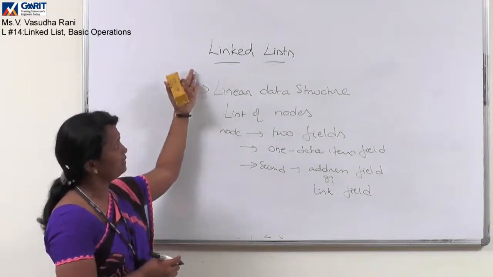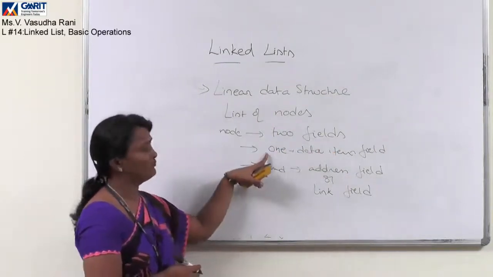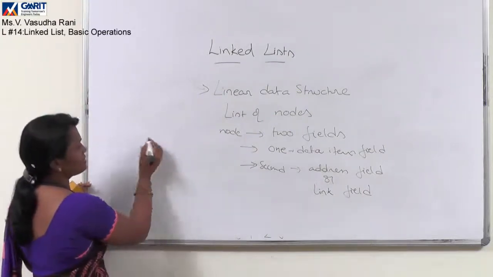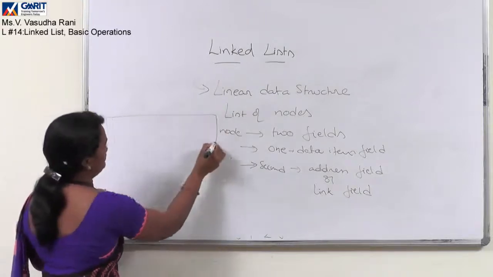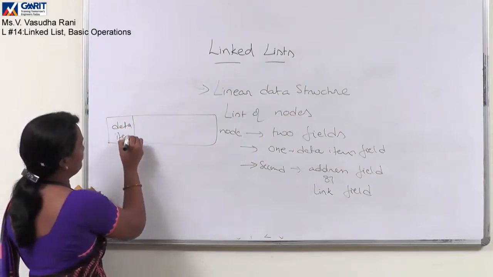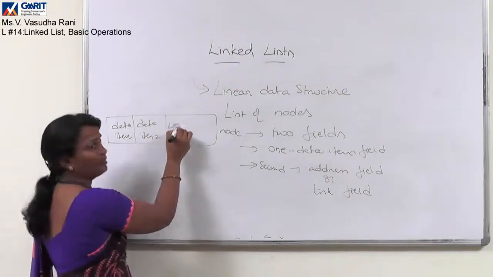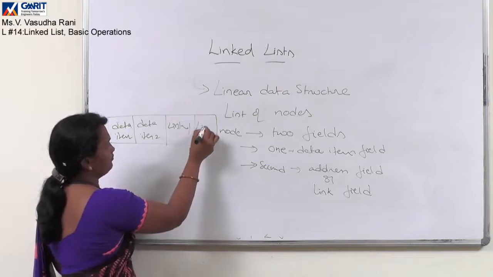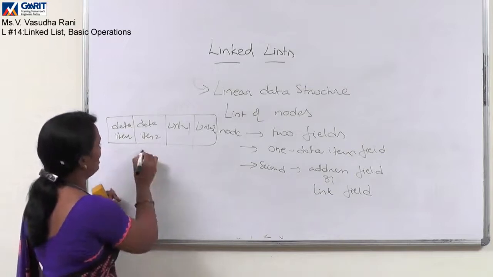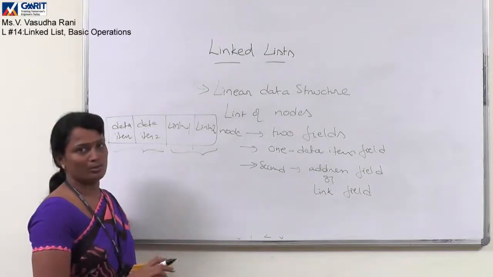So it can be defined as: a linked list is a linear data structure with a list of nodes. Every node has two fields. One field is the data field and the second field is the link field. So you can see it as data item fields and the link fields like this, and there can be multiple data item fields and multiple link fields with the different nodes.